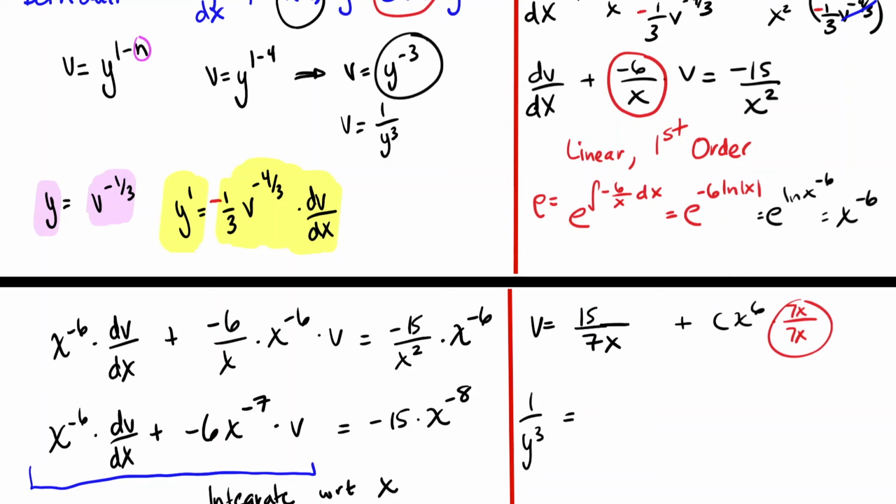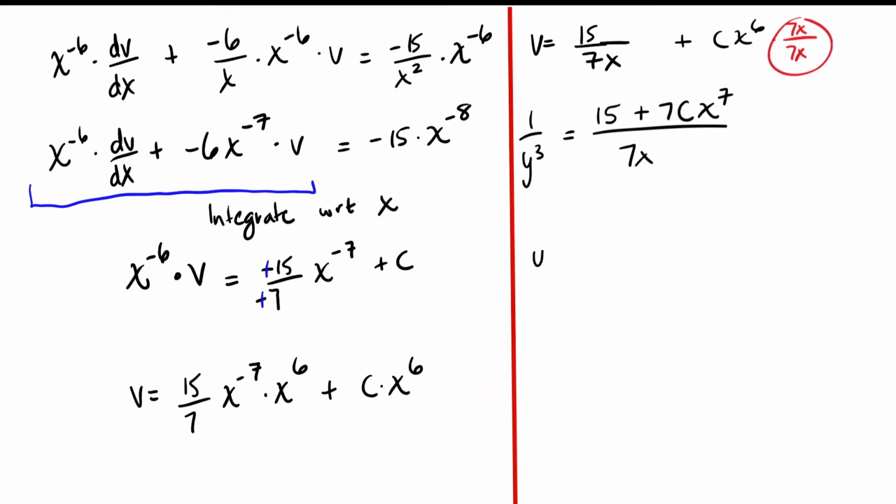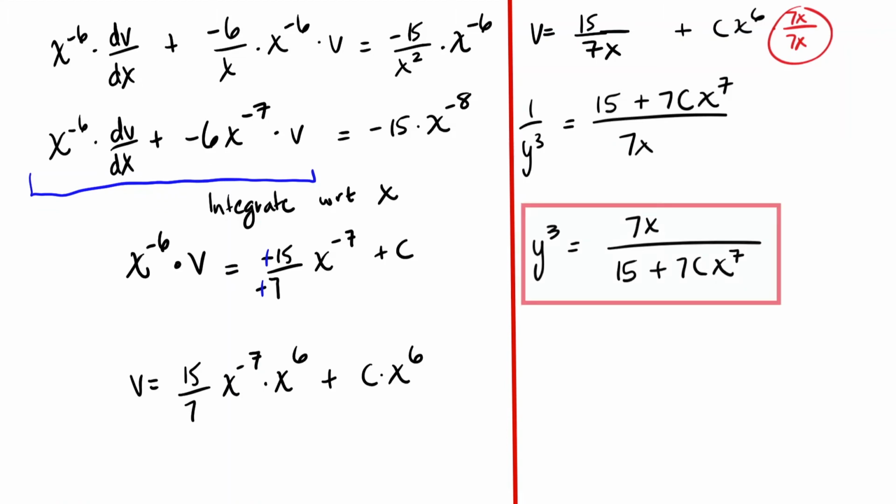And we get the right side combined to a common denominator: 15 plus 7cx to the 7th, all over 7. And then we find y cubed, we just take the reciprocal of both sides, and we get 7x over 15 plus 7c x to the 7th.